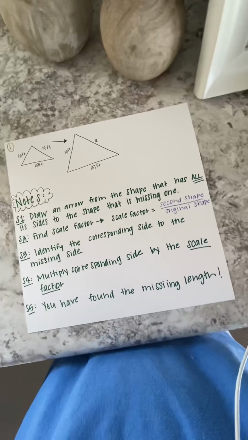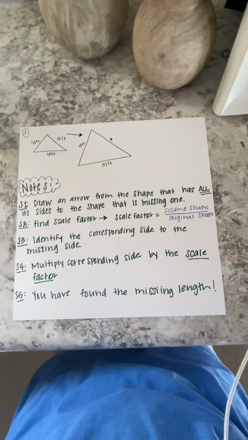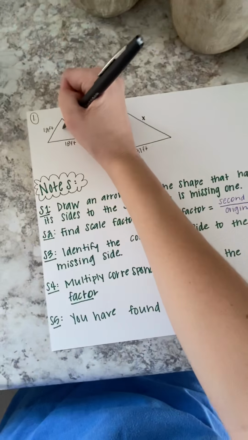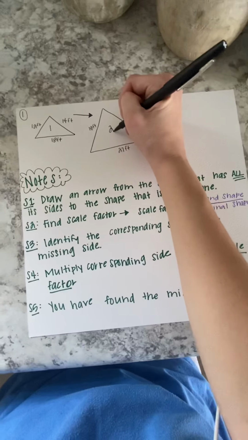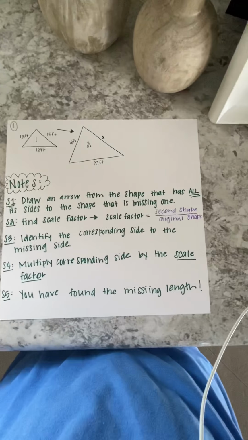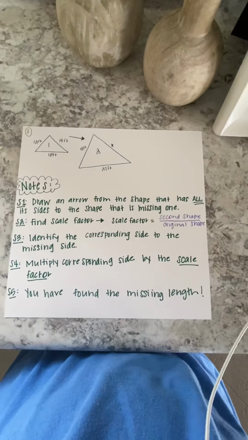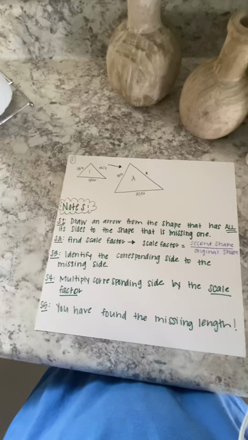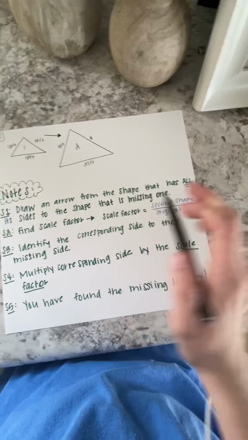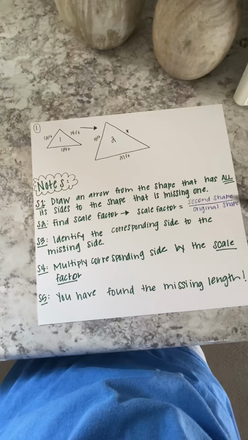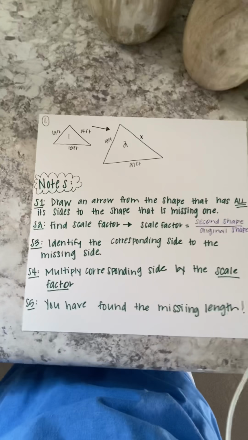Okay, so I've drawn my arrow, and I am going to say this is my first shape because it has all of my sides, and this is shape number 2. So I'm going to label them just like you did. Now, the reason I draw an arrow, it just helps me visually, and I suggest that you draw an arrow just like I did. So I'm going to repeat this step because this is a step that I've seen that you messed up on just a tad. You're drawing an arrow from the shape that has all the sides to the shape that is missing one.